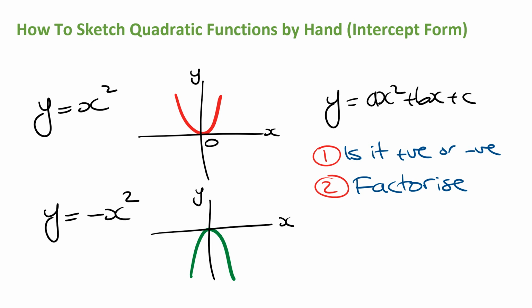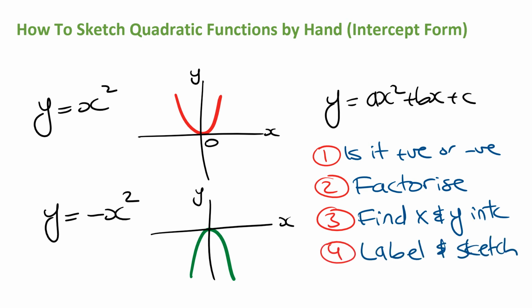I've made another video on how to sketch the graph of a parabola when written in turning point form, and I'll leave a link to that video at the end of this video if you want to watch that too. For the third step, we need to work out the x and y intercepts. And the fourth step is to label all these on the axes and then sketch the graph. And that's it for the basics. Let's look at some examples.